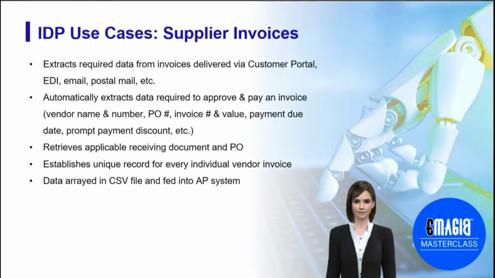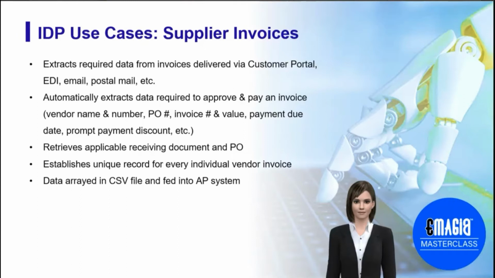Clearly, the vendor name, the PO number is critical, invoice number and value, due date, things like that. And again, it's arrayed, all this data for every vendor invoice. The 15 to 20 data elements are arrayed in a neat CSV file and then fed into your AP system.